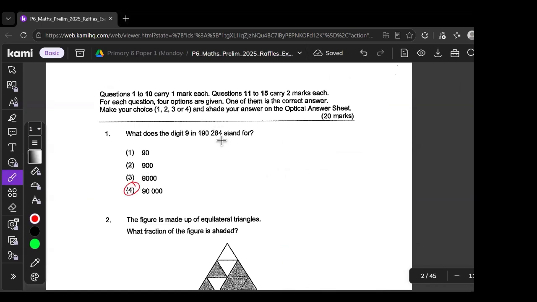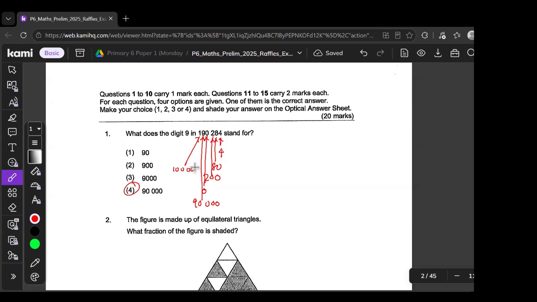You have to know your place value. This is ones, which stands for 4 ones. Then this will be 8 tens, 80. 2 hundreds. Every time you see 0 it means nothing, it's still 0. And then the 9 stands for what? 90,000. It's in the 10,000 place, and the digit 1 is in the 100,000 place.